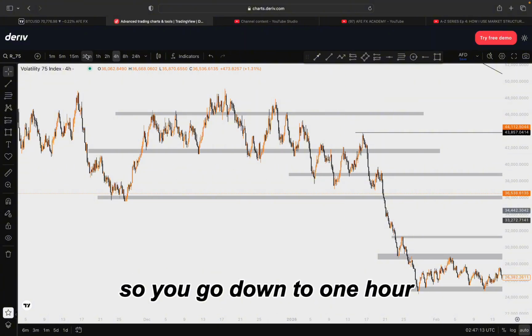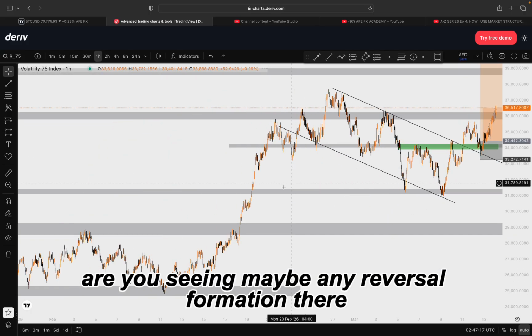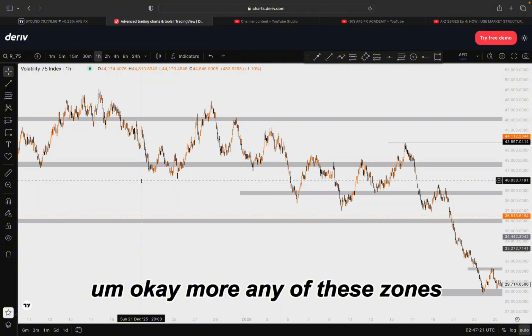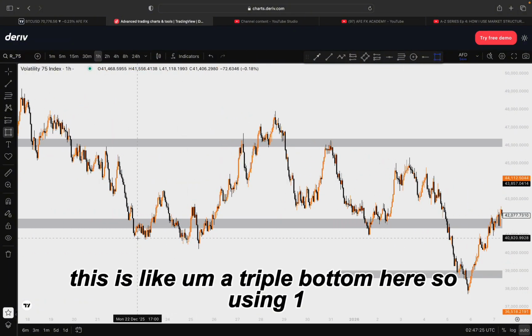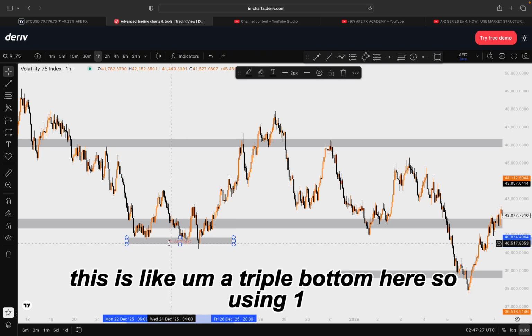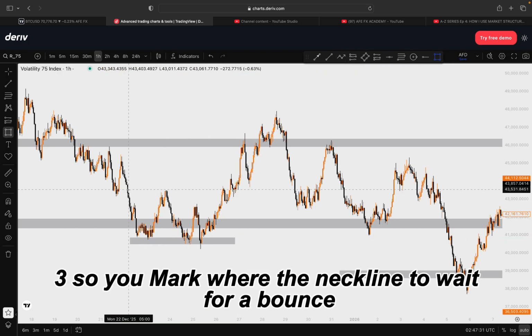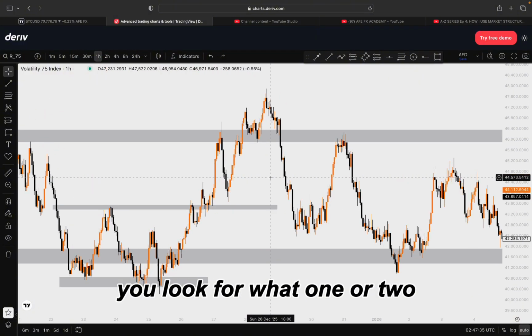So you go down to 1 hour and check either of these zones that you've marked. Are you seeing any reversal formation there? Any of these zones? What we saw here is a triple bottom, using 1, 2, 3. So you mark the neckline and wait for a bounce. So here is the neckline. You wait for a bounce. You look for 1:2.